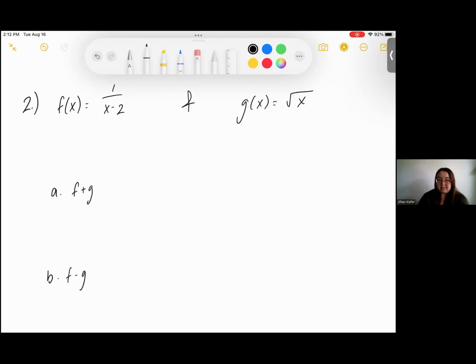All right, so here we are with example 2. We have our function f and our function g. We're going to add them, subtract them, multiply them, divide them. But before we get started, a really good place to start would be finding the domain of each function separately. That'll be that much easier when we have to find the domain of their intersections. So let's figure out their domains.